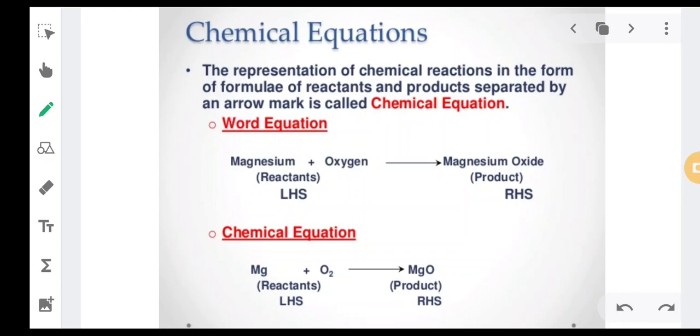Very, very important. Now if you can see, Mg has nothing written, so there is one atom of Mg. Whereas how many atoms of oxygen are there over here? There are 2 atoms of oxygen. So there is 1 atom of magnesium and there are 2 atoms of oxygen.